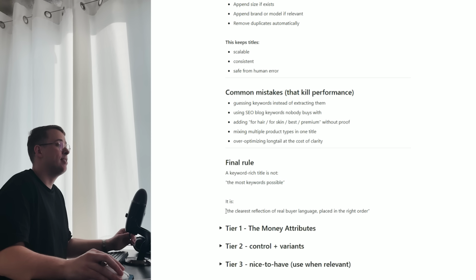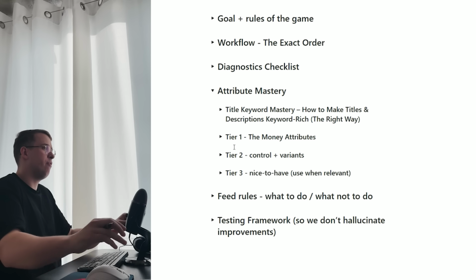We want to sell something. Keep that in mind. The clearest reflection of real buyer language placed in the right order. Isn't that beautiful? That's basically everything it is, right? All right, and that's pretty much it about how to optimize for keywords. This time actually super detailed. I hope it helps. I will not go over tier 1, tier 2, tier 3. You can check it out. I will attach the Notion to the bottom of the video.